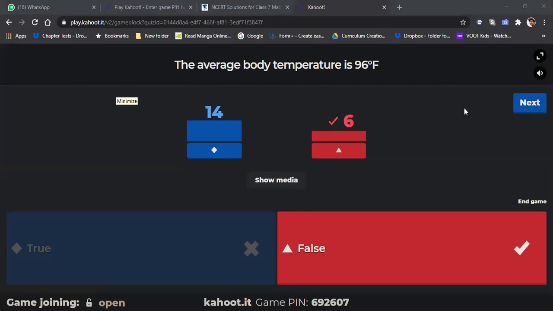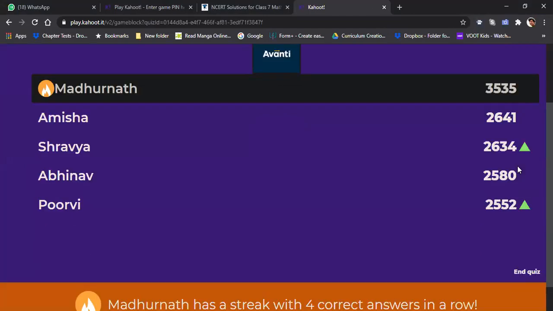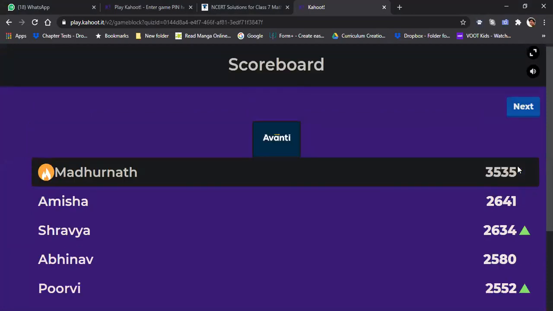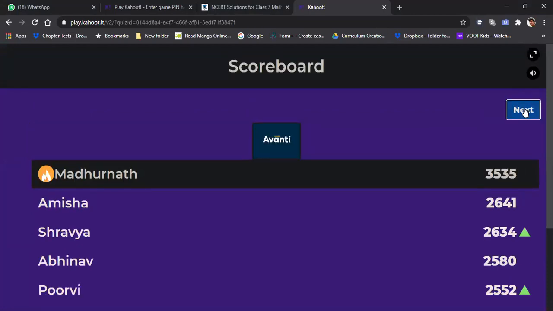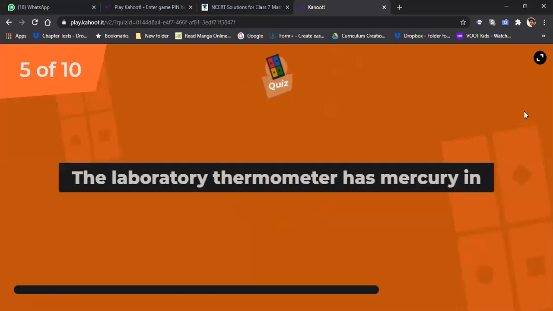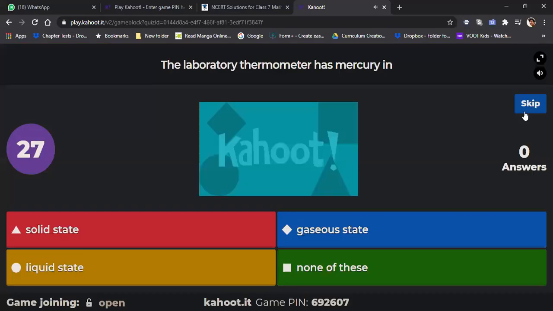Okay? Yes, Shravya. 98.6. Let's see who answered this correctly. Shravya, third position. Purvi raised up to fourth position. Madhur has 4 correct answers in a streak. Let's see the next question. Fifth problem. The laboratory thermometer has mercury in it. Right? Sorry.